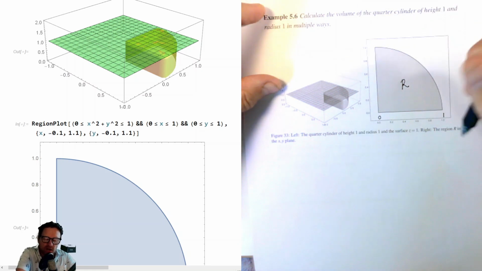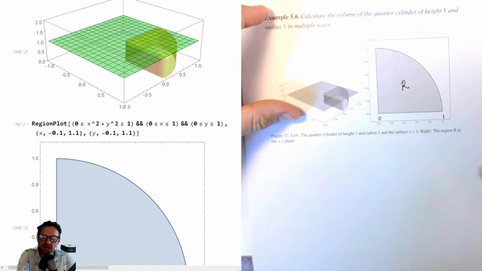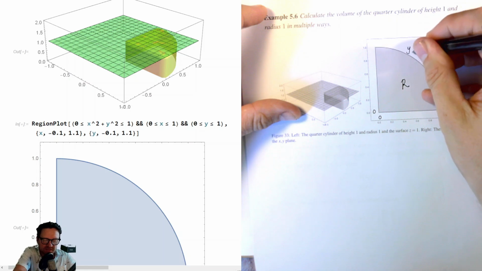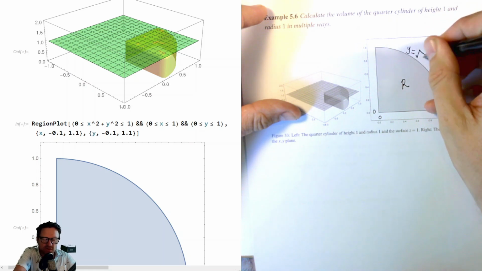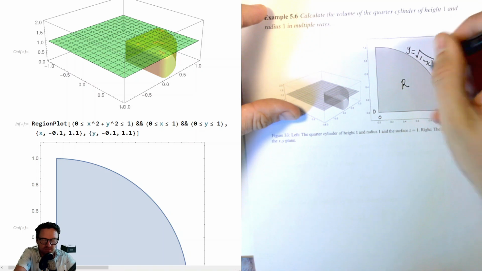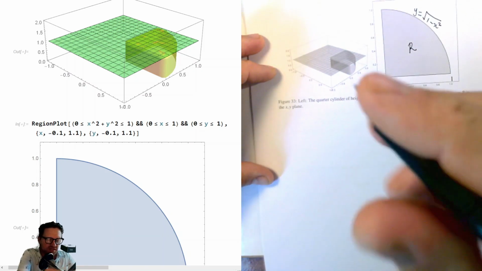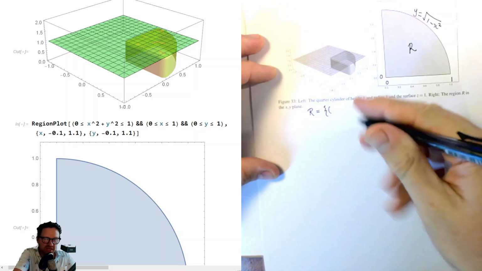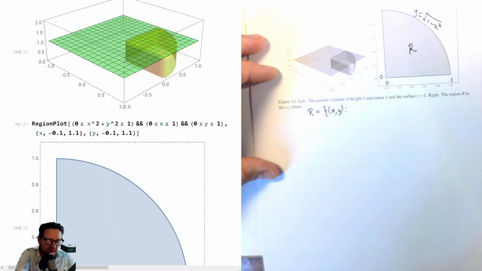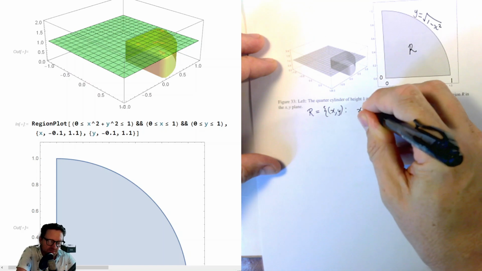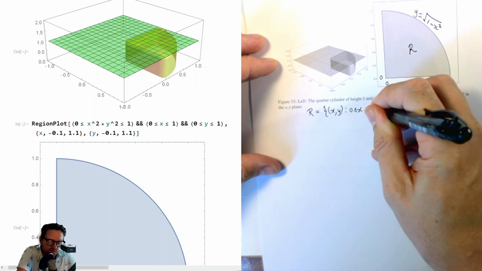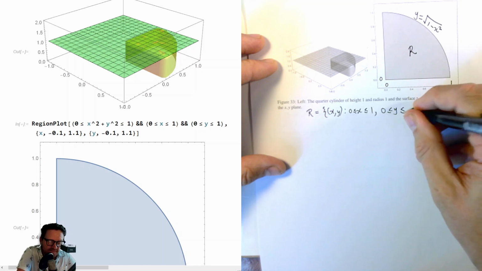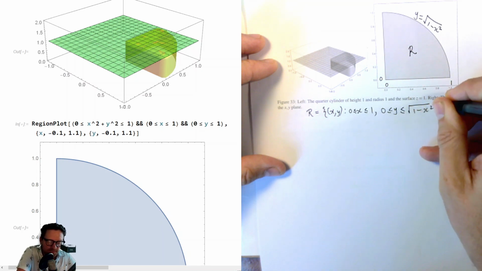And then what about the y? So if we have x going from 0 to 1, the y goes from 0 up to this curve, y equals the square root of 1 minus x squared. So expressing this region inside that shaded area, we've got the set of all points x, y such that x is between 0 and 1, and y is between 0 and the square root of 1 minus x squared.